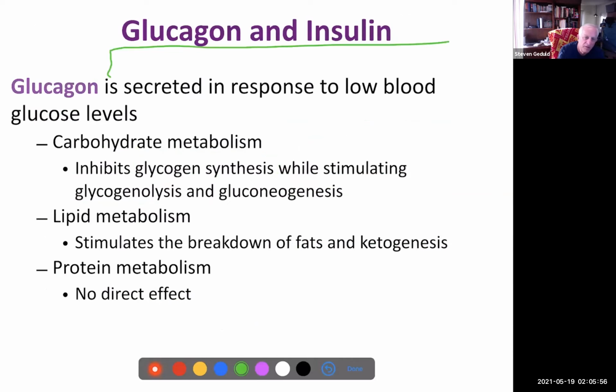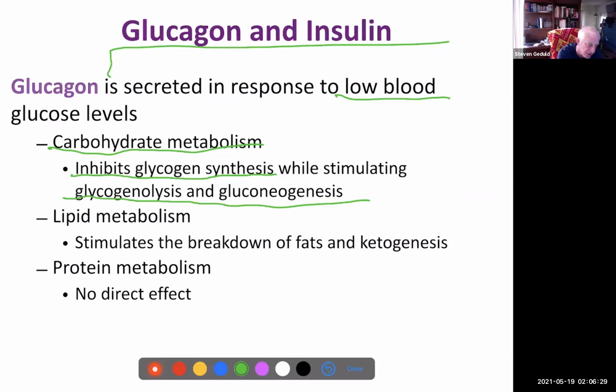Glucagon and insulin we talked about, the exact opposites. Glucagon is secreted in response to low blood sugar. So when you have carbohydrate metabolism, it inhibits glycogen synthesis, because you're breaking down your carbohydrates. You don't want to be storing them into glycogen. And it stimulates glycogenolysis and gluconeogenesis. You want more glucose. So in carbohydrate metabolism, you're breaking them down and you're producing sugar in the bloodstream.